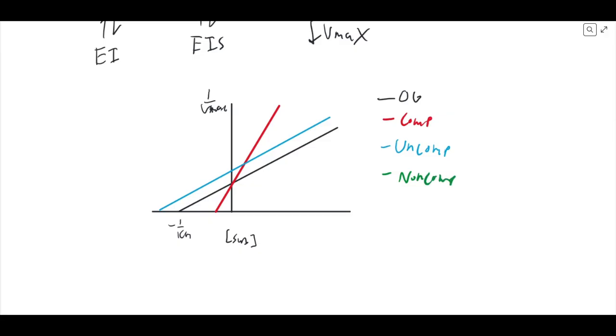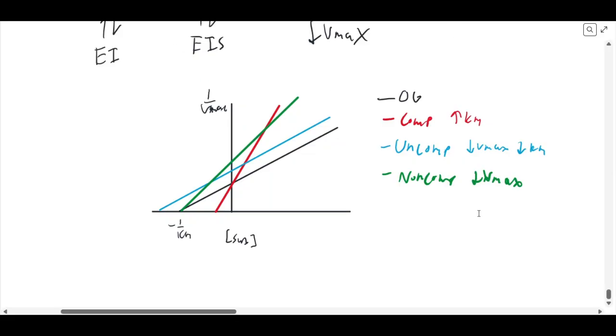And in non-competitive, we know that it's just a decrease in Vmax. And so your Km stays the same. We're decreasing our Vmax, so we have a higher portion here. And it could look something like this. So yeah, hopefully that was helpful.